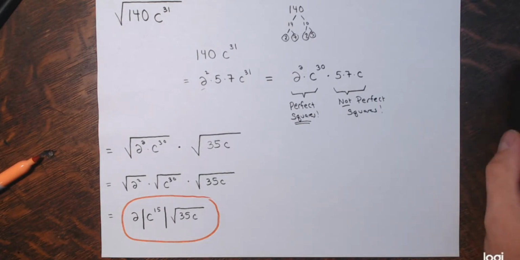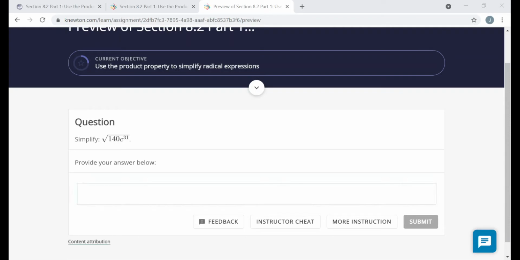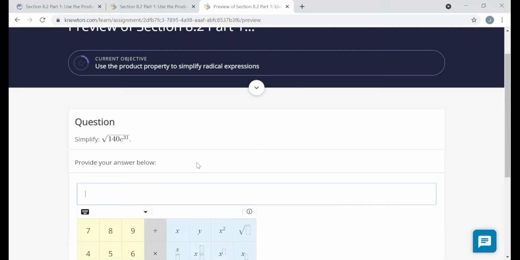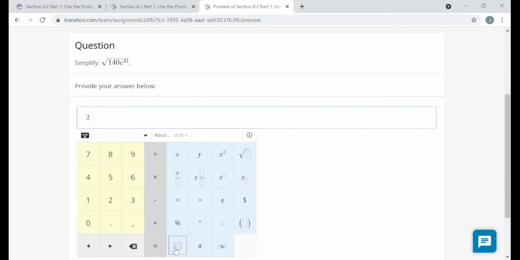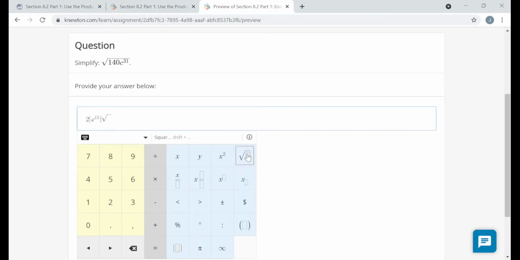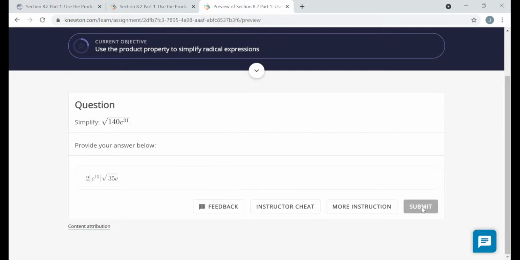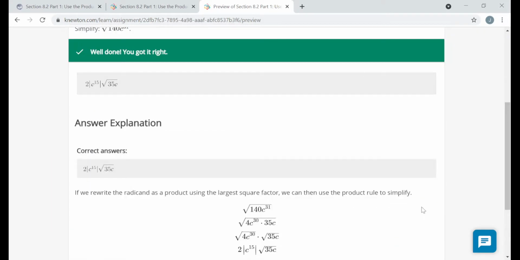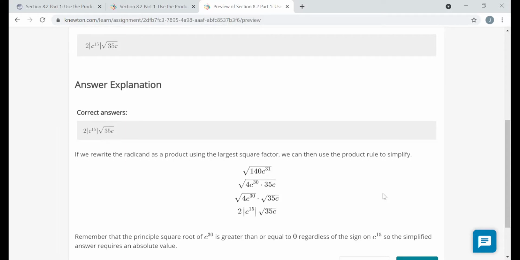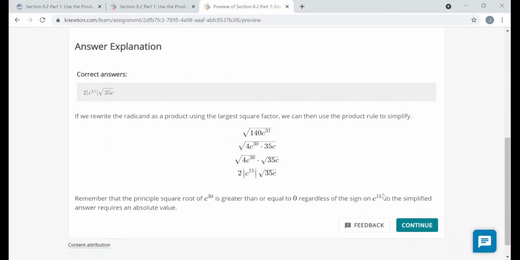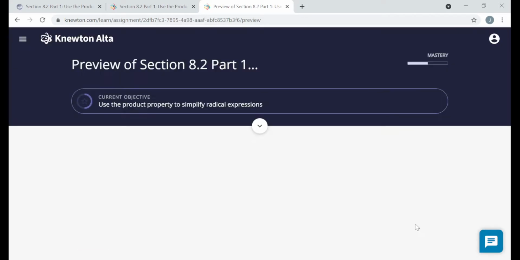So that's what I'm going to enter. Again, be aware that for even roots, square roots, fourth roots, sixth roots, you're going to have to be using the absolute value symbols at some point. So 2 times the absolute value of c to the 15th power, and then after that times the square root of 35c. Great. And again, please read through the answer explanations. Alright, next question. Same stuff.